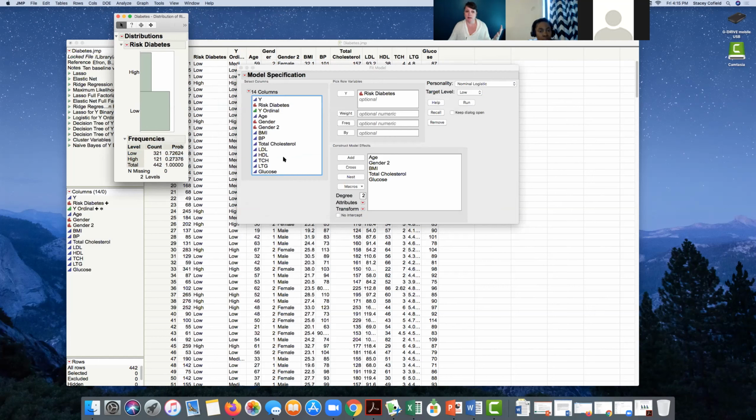Now I'm asking, is this model useful? So my null hypothesis is that it's not useful, that my best guess of whether or not you're at risk for diabetes is based on this information alone over here. My alternative would be that this model provides me better information. Does that make sense?